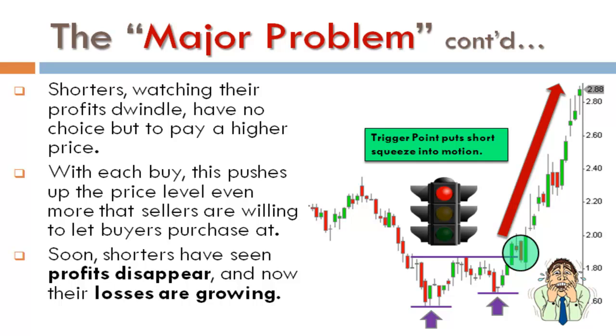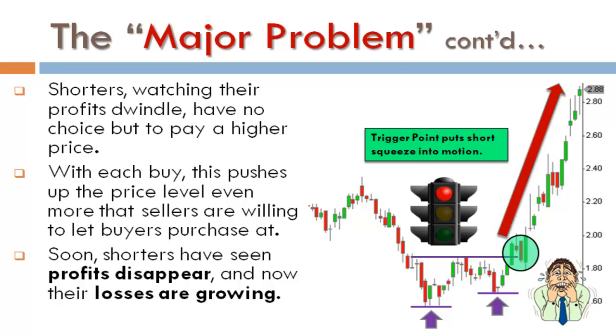Well, with each buy, you understand this. This pushes the price level even higher that sellers are willing to let buyers purchase at. So now the shorts are thinking, oh crap, I wanted to buy there. Then I decided I want to buy there, but because other people beat me to the punch, now the ask on level 2 is this. I'm going to try to buy that.